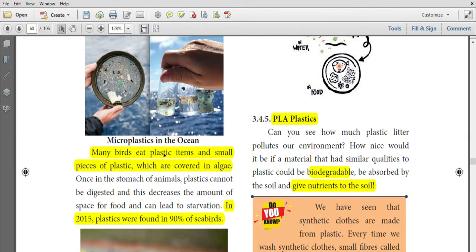Many birds eat the microplastics, because the small pieces of plastic are covered in algae. The animals want to eat the algae, but they also eat the plastic items. In 2015, plastic was found in 90% of seabeds.